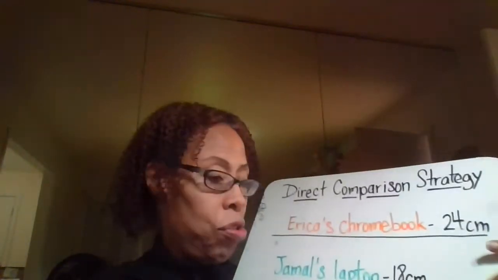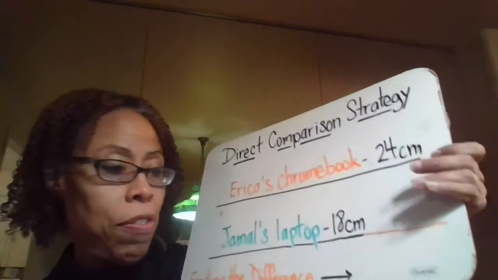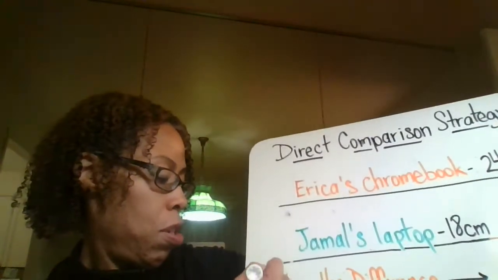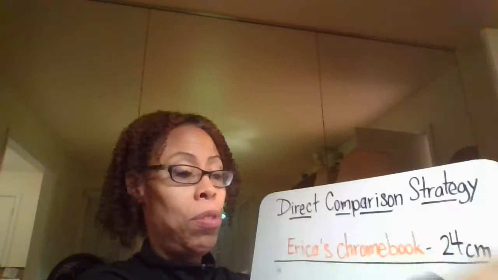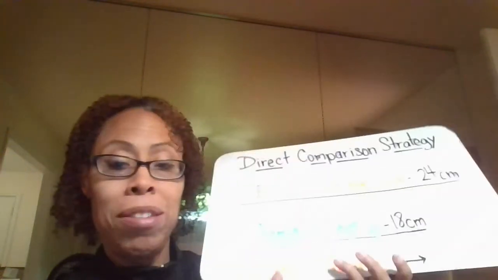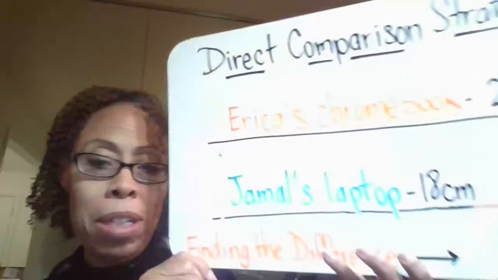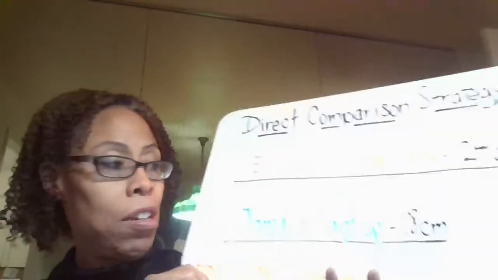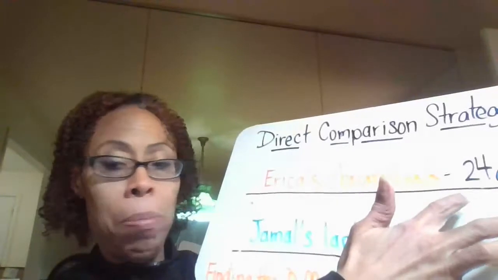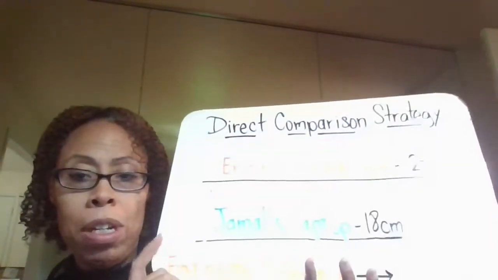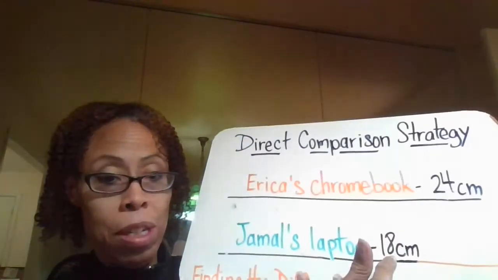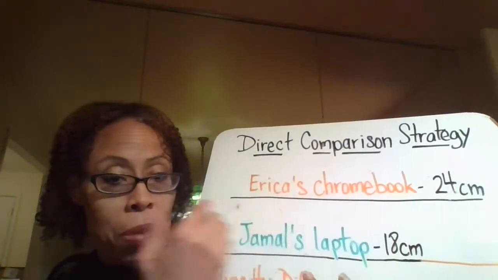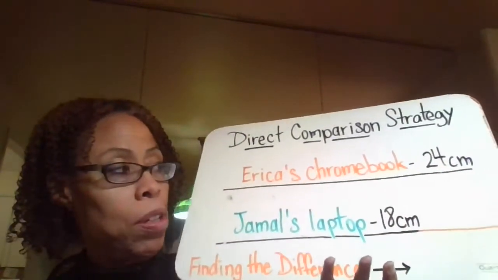And then another strategy you can use is finding the difference. Now, when we talk about difference and subtraction, when we are using math, difference means to subtract. So you could maybe start at 24 and count backwards 18 until you reach your number. Or you can use a number of strategies.